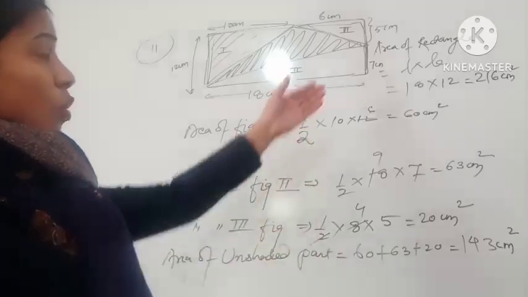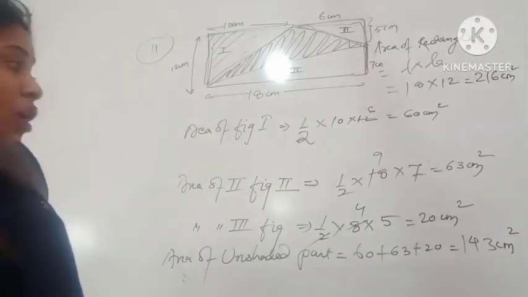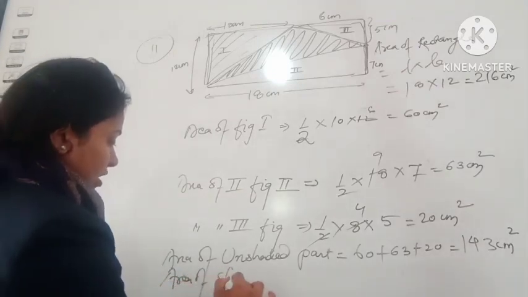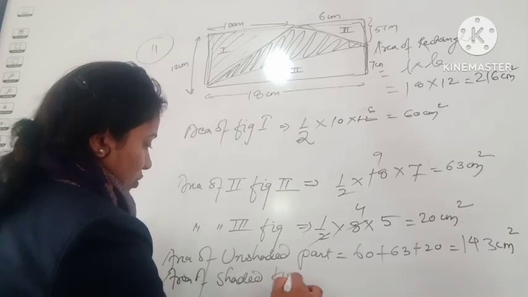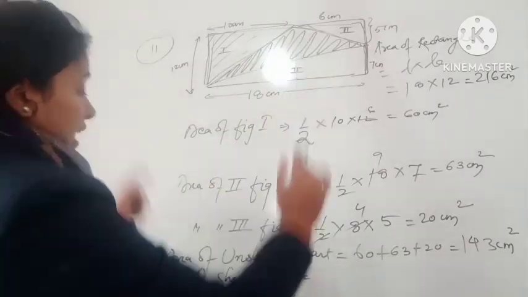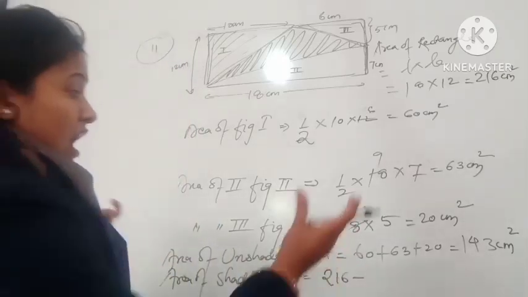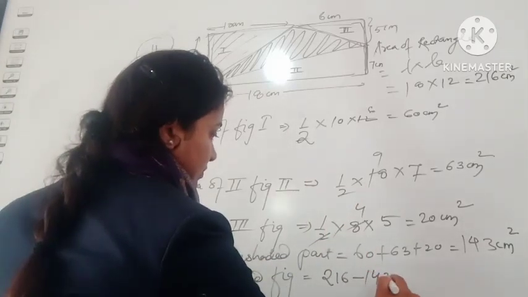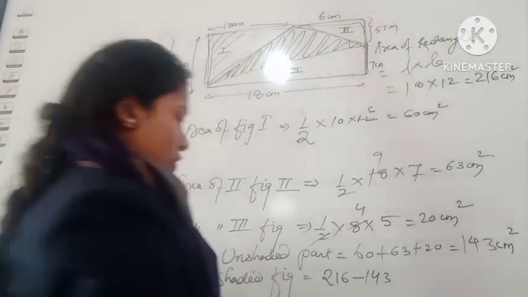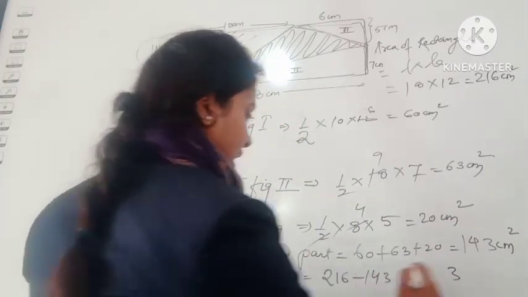Now how can we calculate area of shaded figure? Now area of shaded figure. In order to calculate area of shaded figure, from the overall rectangular area, we can subtract the total unshaded area. So we can get shaded area. So that will be equal to 73 centimeter square.